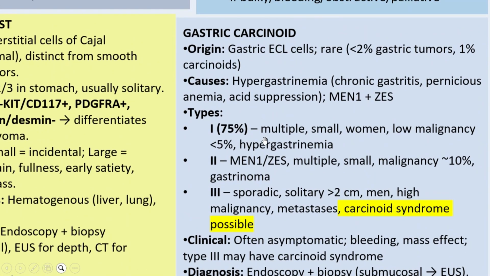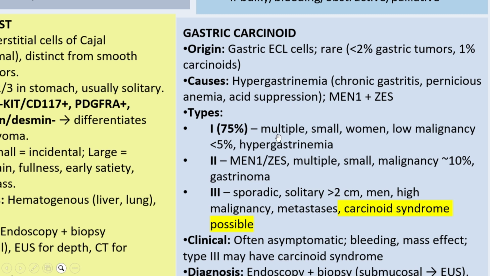And lastly, we're going to look at the gastric carcinoid tumor, and this is the tumor of the enterochromaffin-like cells, and these cells actually produce serotonin. What causes this is hypergastrinemia. Things that cause gastritis and destroy the parietal cells, like H. pylori, proton pump inhibitors, and pernicious anemia, are going to lead to increased gastrin secretion, and gastrin leads to hyperproliferation of the epithelium of the stomach.